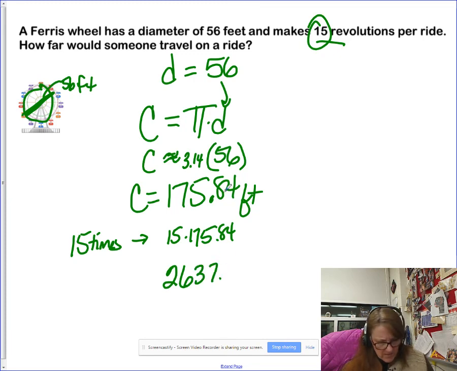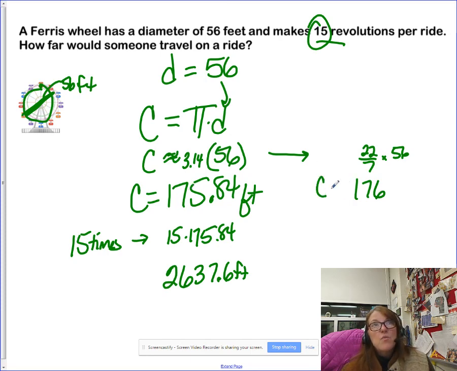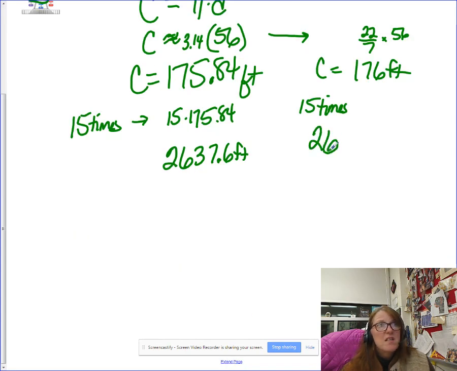Doesn't this eerily look like the problem before? Yes, it does. Weird. Did I do that on purpose? That's bizarre. If you used 22/7 instead of 3.14, we would take 22/7 times 56. When you do that one, you would end up with 22 times 8, 160, like 176. Oh, see how close that is? That's for one circumference. If we're going to do that 15 times, then take 176 times 15. Holy cow. Is this weird or what? You get the same number.